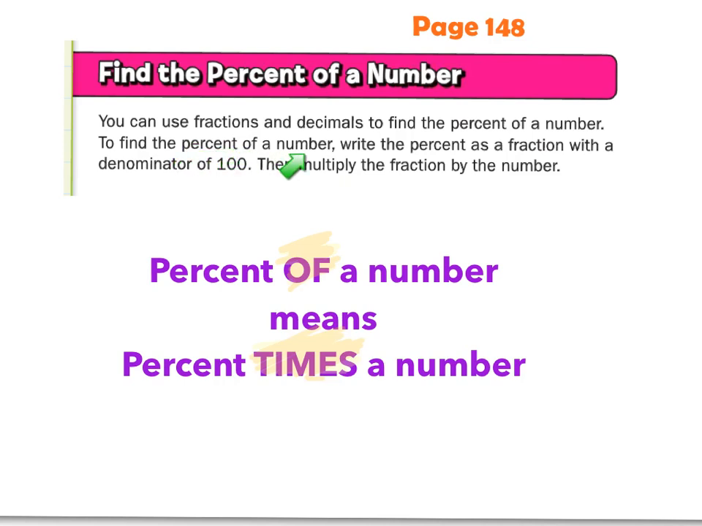Percent of a number means we're going to take the percent multiplied by the number. We're going to actually do this in two methods, and one of them could use fractions. The second method, instead of changing the percent to a fraction, we're going to change the percent to a decimal.